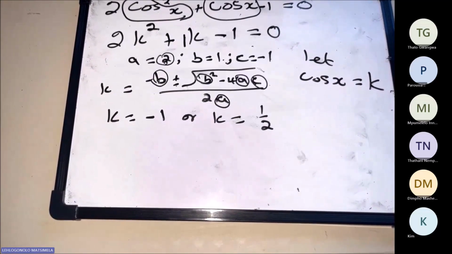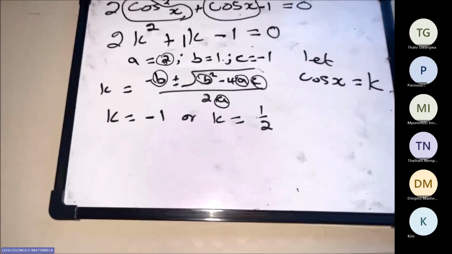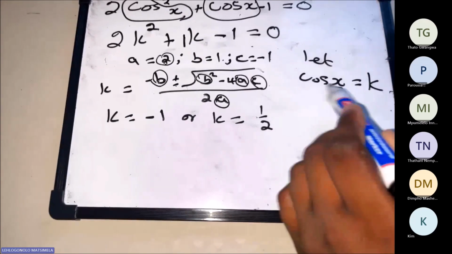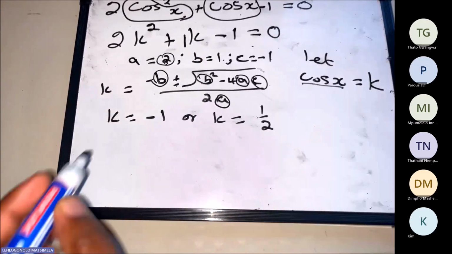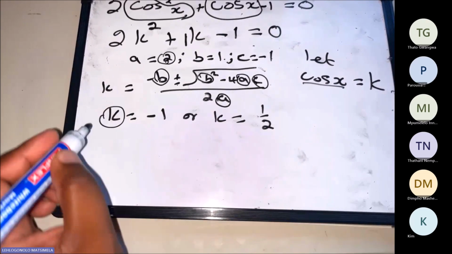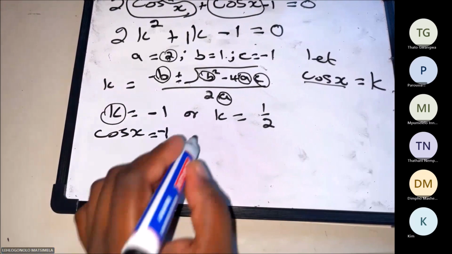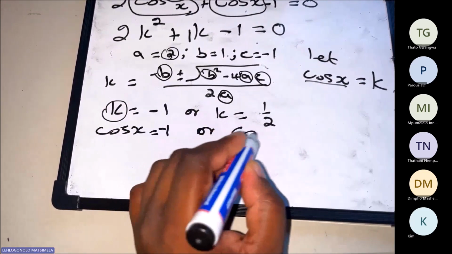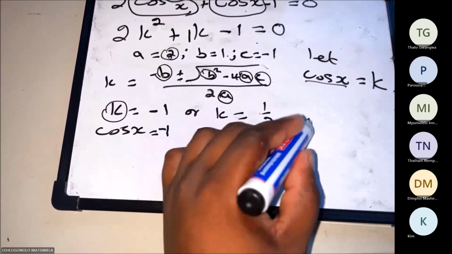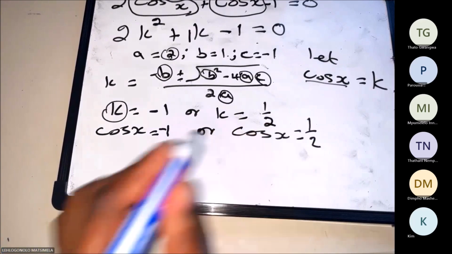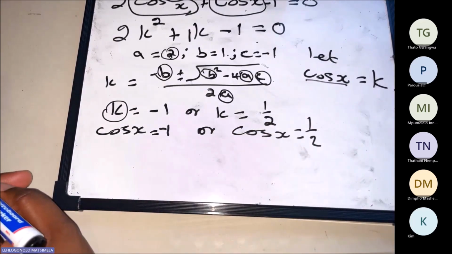Then after here, we remembered that we said where there is K, there must be what? Cos x. Now we change K into cos x. Then we will have cos x is equal to minus 1. The second one, we will have cos x is equal to 1 over 2.